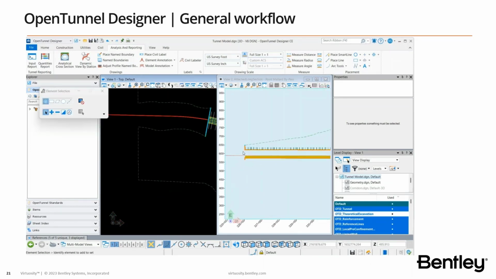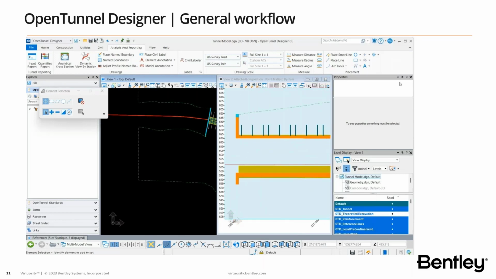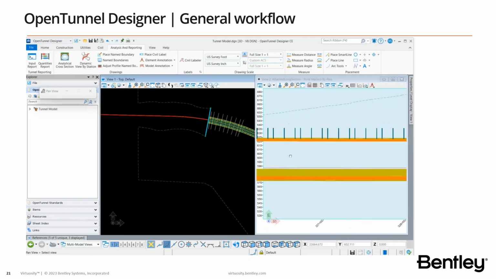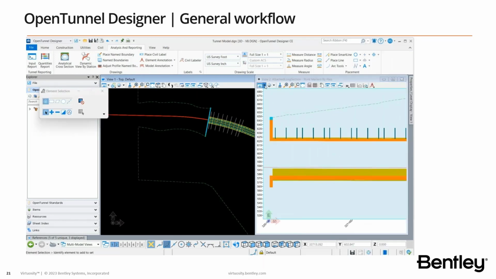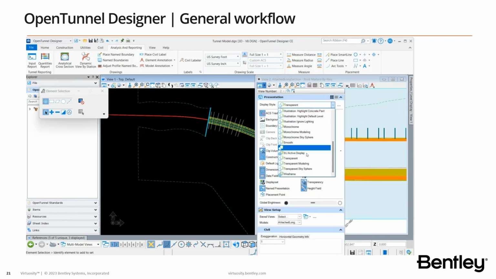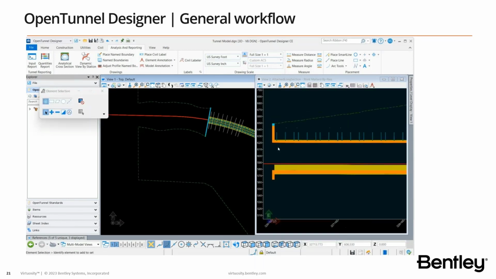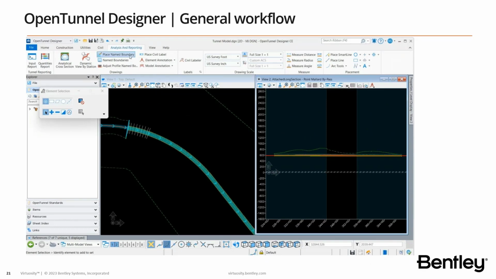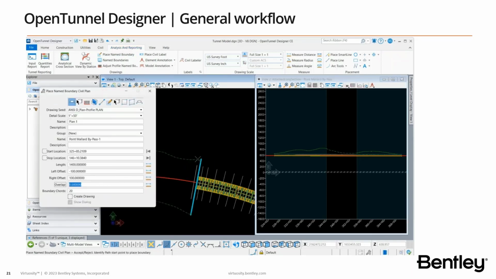Now we have done a profile cut where you can see all the reinforcement, the lining, the auxiliary objects that have been placed, and we will create also here a plan and profile. Basically, we will match the name boundaries defined on the plan view with the ones that will be defined on the profile view.